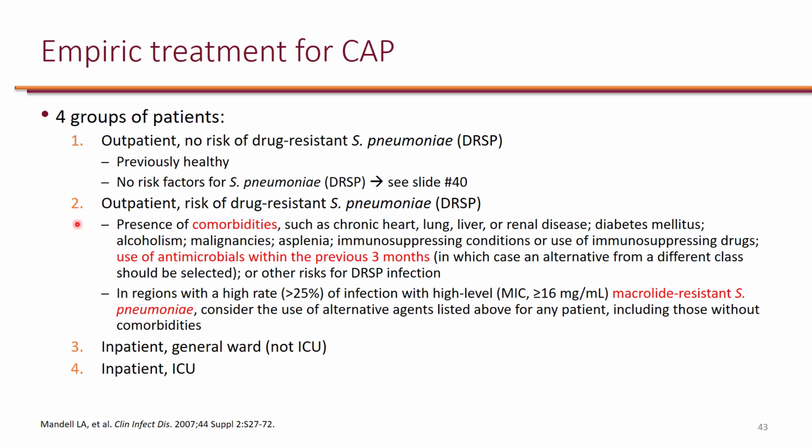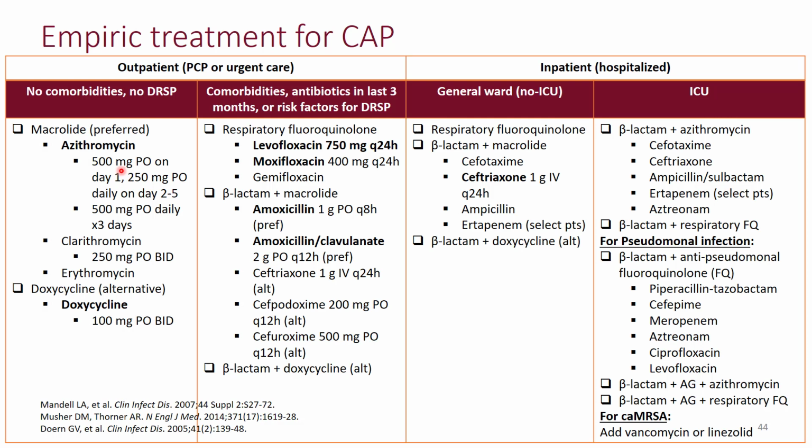The second group is patients who can receive treatment as outpatients, but they have risk for drug-resistant Streptococcus pneumoniae. So these are patients who actually have comorbidities, or patients who have received antimicrobials within the previous 3 months. And of course, patients in group 1 who are in areas with more than 25% resistance rate of macrolide-resistant Streptococcus pneumoniae, they should also come in this group. The third group is patients who are admitted to the hospital but not in the ICU. And the fourth group are patients who are admitted to the hospital and are in the ICU.